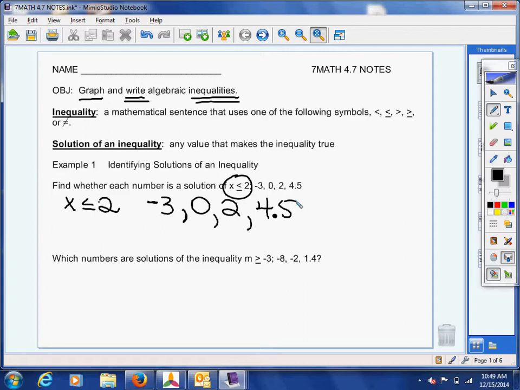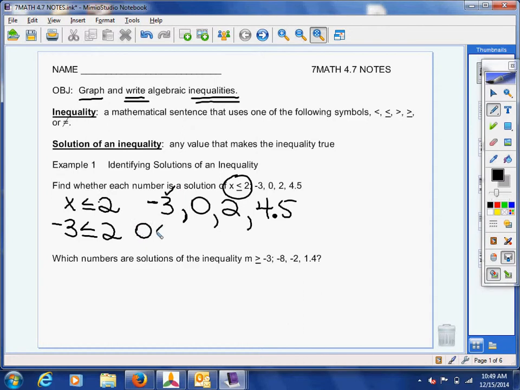Okay? And so where do you think we're going to insert these 4 numbers into this inequality? Where the x's. That's exactly right. Good job. So the first thing I'm going to plug in is -3. Is that less than or equal to the number 2? It is less than. So is -3 a solution? Yeah, it is, okay? I'm going to put a little check mark above that to remind me that that one worked, okay?